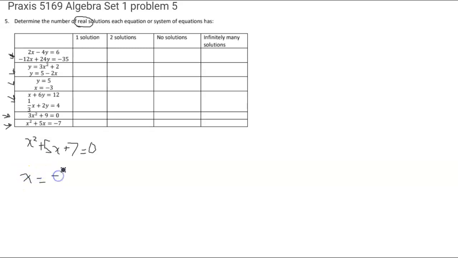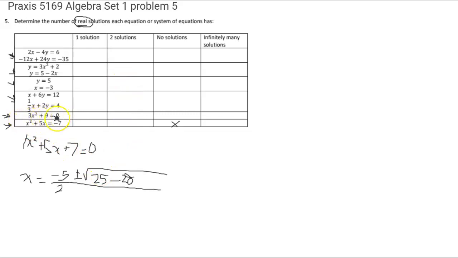Negative b over 2a, negative 5 over 2. Sorry, the 2a's over everything. Plus or minus the square root of b squared, that's 25, minus 4 times a times c, that's 4 times 1 times 7, minus 28. All right, that's negative. The square root of a negative is imaginary, so this has no real solutions. It has two imaginary solutions, but they're asking us for the number of real solutions. None.